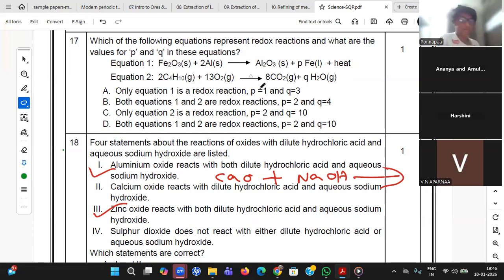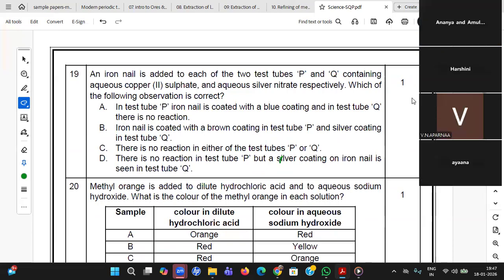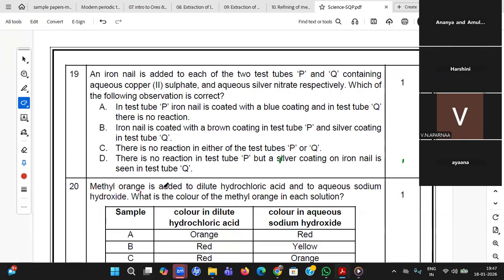Yes, Narendran. The double displacement. Very good. This is a double displacement reaction. You should not use that reactivity series logic at all. Double displacement reaction, no logic of that reactivity series. Good. 19th question. Very good, Maya. Right answer. Harshini, super. Reactivity series only helps for the displacement reaction, not for double displacement.